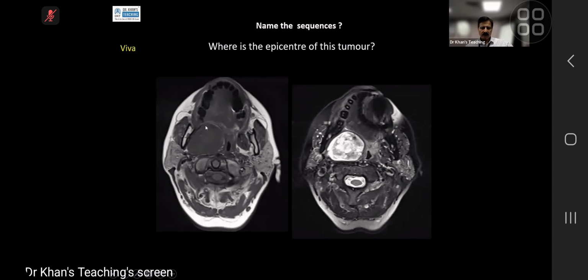Now, where is the epicenter? There is a lesion here. Can you describe it and give me your final opinion? What is the epicenter of this tumor?